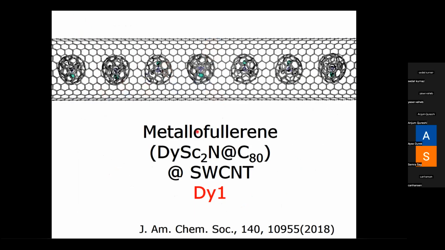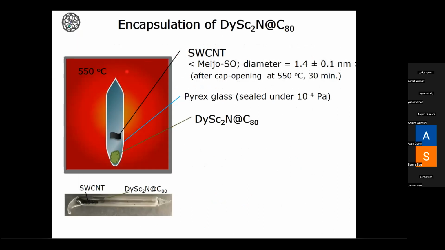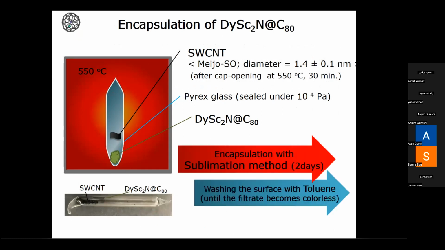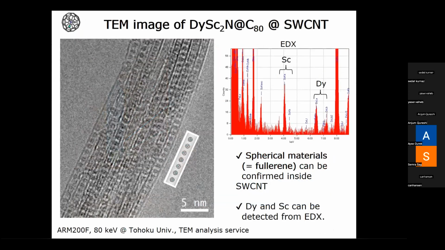So this is a motif. This is a synthetic method, very high vacuum condition and high temperature. In 2 days and wash outside. So this is a result. This is a TEM image. You can see this is a motif. So metallofullerene single magnet inserted, encapsulated into single-walled carbon nanotube. And this is EDX, dysprosium and scandium are already observed.